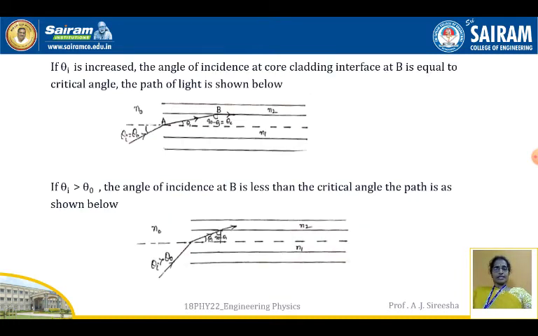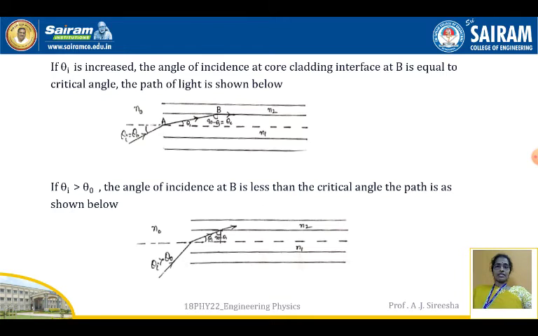Now we will see the next case. If theta I, that is the angle of incidence at point A, is increased, the angle of incidence at the core and cladding interface becomes equal to the critical angle. You can see in the figure, at point B, 90 minus theta 1 becomes equal to the critical angle. Then what is the critical angle?